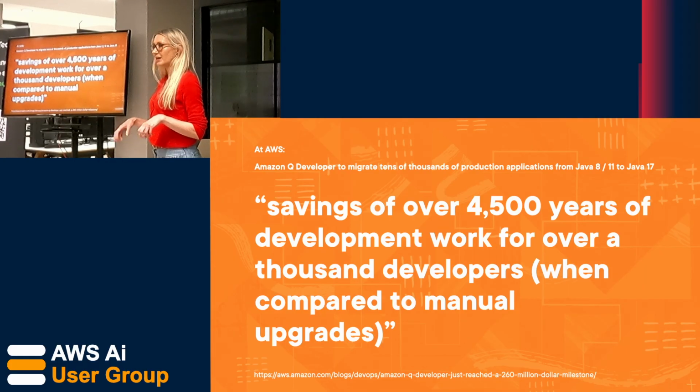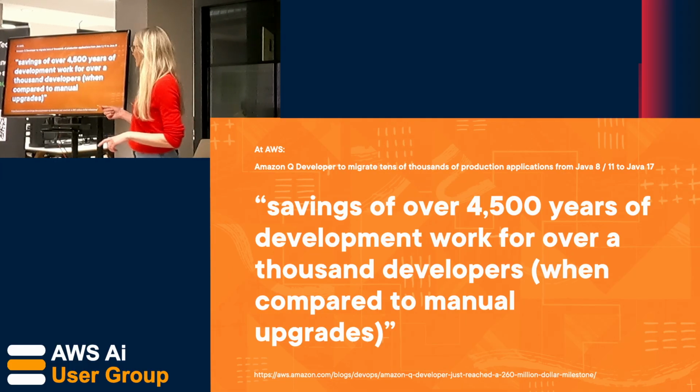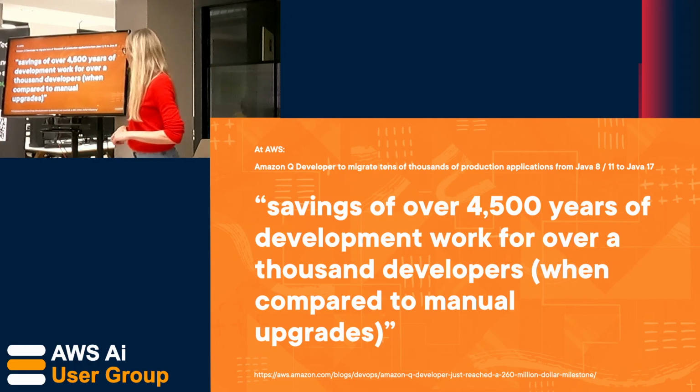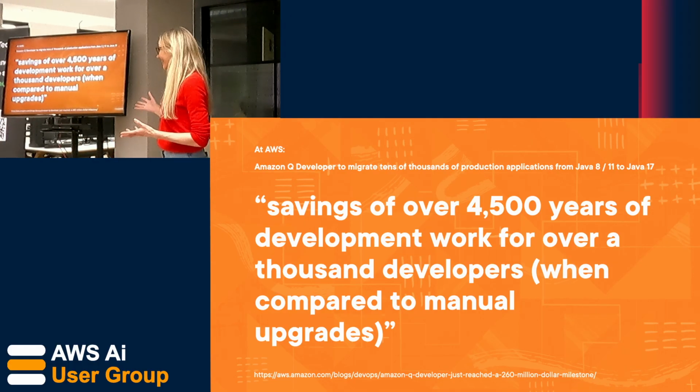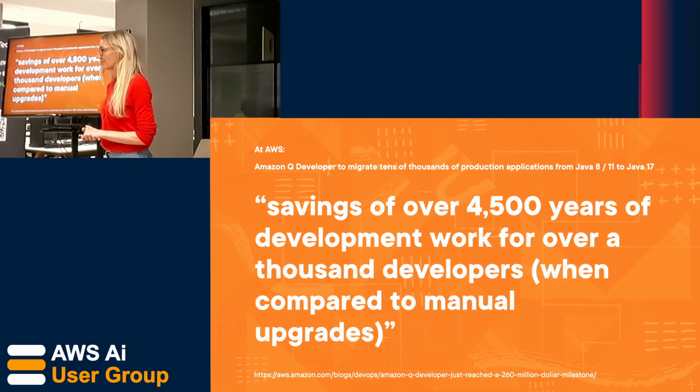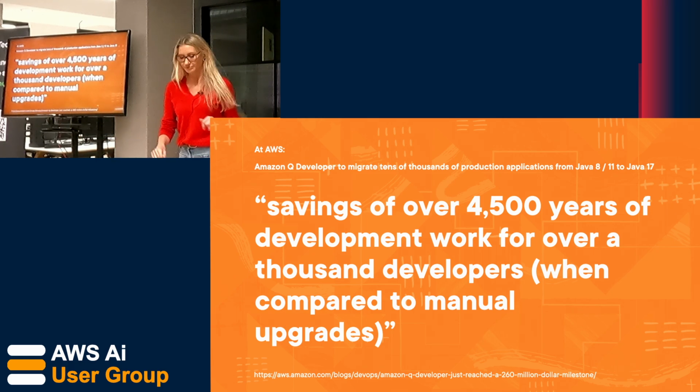So they've used Amazon Q Developer to help them upgrade some of their Java projects. So upgrading from Java 8 and 11 to Java 17, saving 4,500 years of development work compared to manual upgrades.